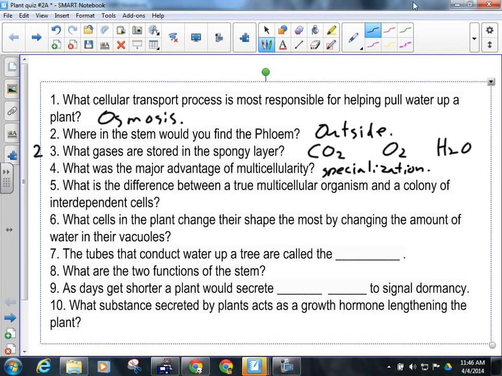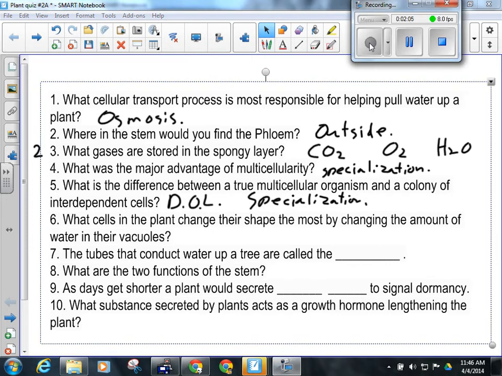Number 5, what's the difference between a true multicellular organism and a colony of independent cells? Right. Okay. In fact, we can say division of labor if they have that. See? So DOL, division of labor. Or you can also write exactly the same thing you wrote for the last answer. Okay. Specialization. All right. I would accept that also as an answer for that one here.